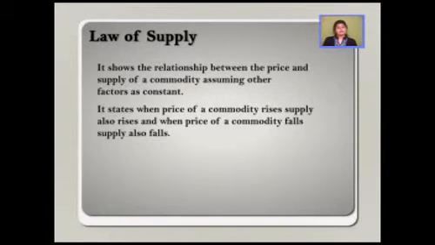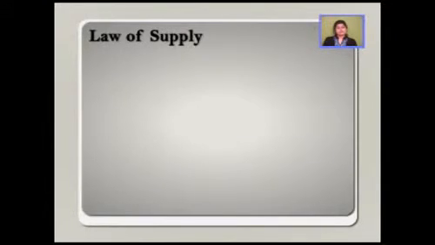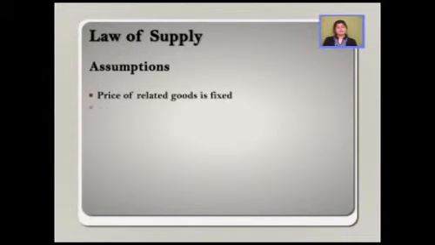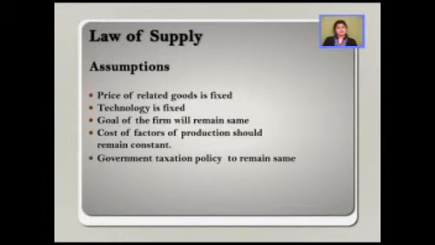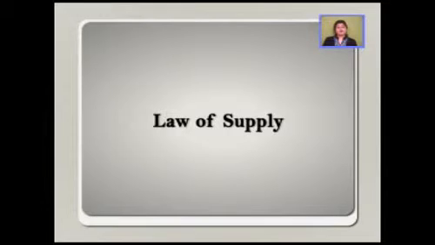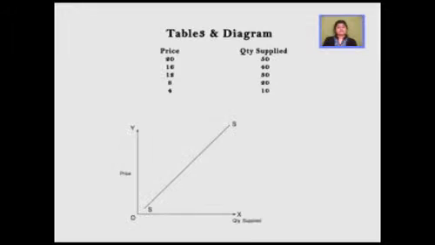Now, what are these other things? These have been kept as constant in the form of assumptions. So the main assumptions are that price of related goods is fixed, technology does not change, goals of the firms do not change, cost of the factors of production remains same, government's taxation policy also remains same. Now let's check out the law of supply in the form of the following table and diagram. The table shows that as prices are increased, supply increases, and the diagram depicts an upward sloping supply curve.